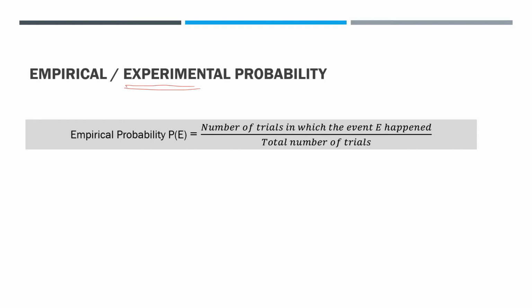Or you have collected some data from a classroom, from some people, and from that, you want to calculate probability. In such cases, we will use empirical probability. And the formula is very similar: the number of trials in which the event E has happened over the total number of trials. Let's see this with a simple example.